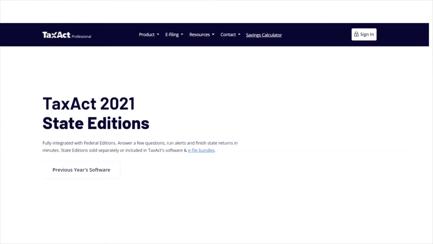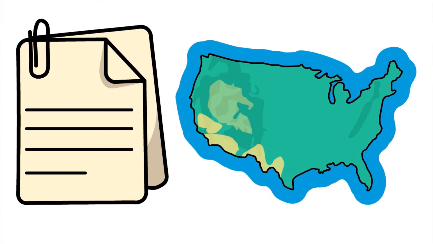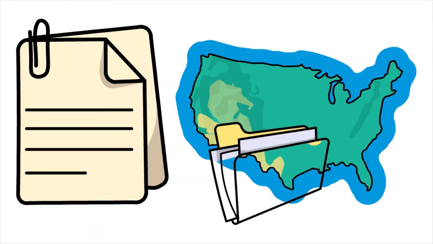What about the state products? Well, the state product is fully integrated with federal editions. You answer a few questions, run alerts, and finish state returns in minutes. So this is kind of cool. One thing I want to say here is that they sell state editions separately, or you can include them in TaxAct software and e-file bundles.